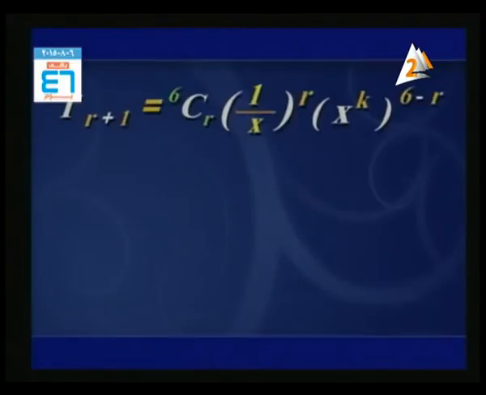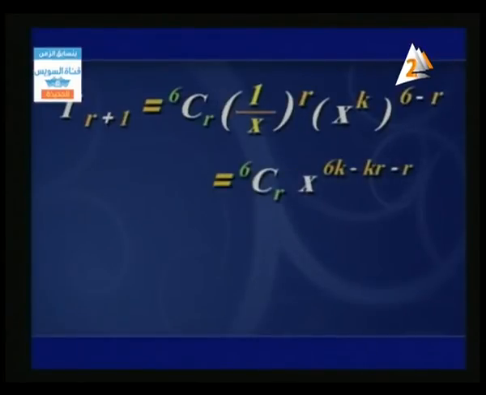T(r+1) equals 6Cr (1/x)^r (x^k)^(6−r), which equals 6Cr x^(6k − kr − r). Therefore, 6k − kr − r equals 0.